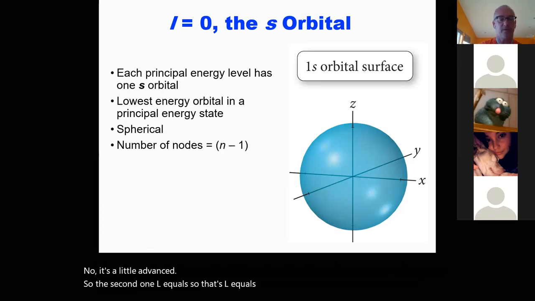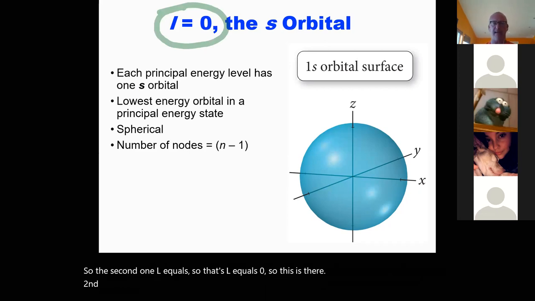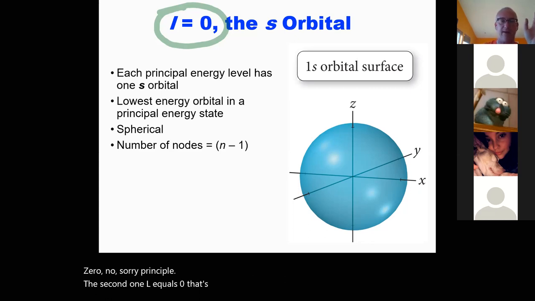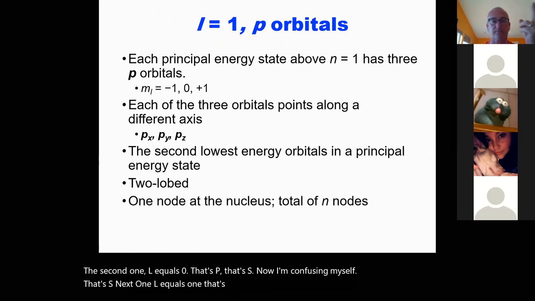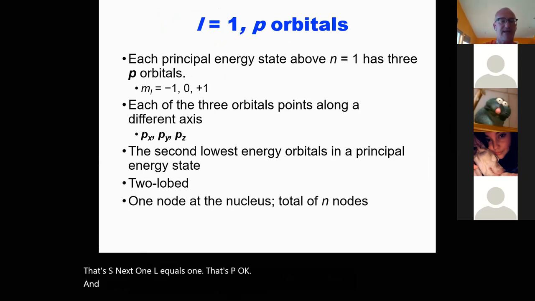So the first one, L equals zero, is S. Now I'm confusing myself. Next one, L equals one. That's P. Okay?